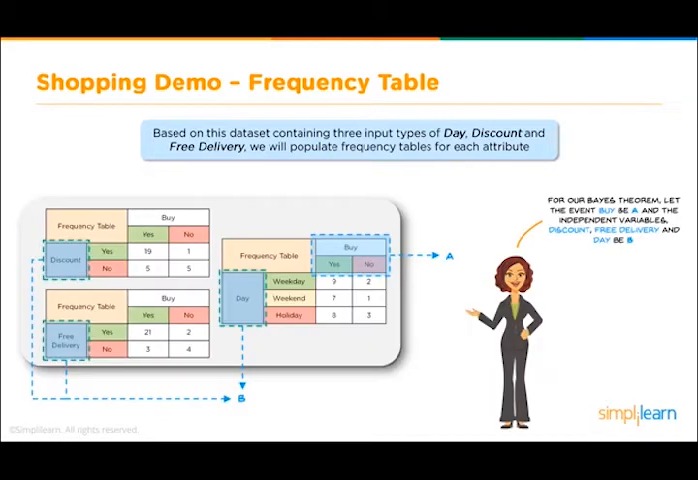As we dig in deeper to this table for our Bayes theorem, let the event buy be A. Now remember, when we looked at the coins, I said we really want to know what the outcome is. Did the person buy or not? And that's usually event A is what you're looking for. And the independent variables, discount, free delivery, and day, be B. So we'll call that probability of B.